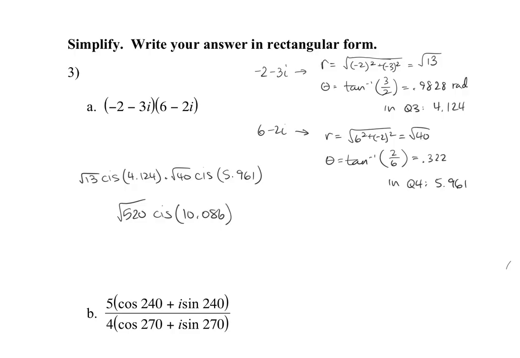And then we can convert that back into rectangular form. So we need the square root of 520 times the cosine of 10.086. And that's equal to negative 18. And then we need square root of 520 times the sine of 10.086. And that's equal to negative 14.